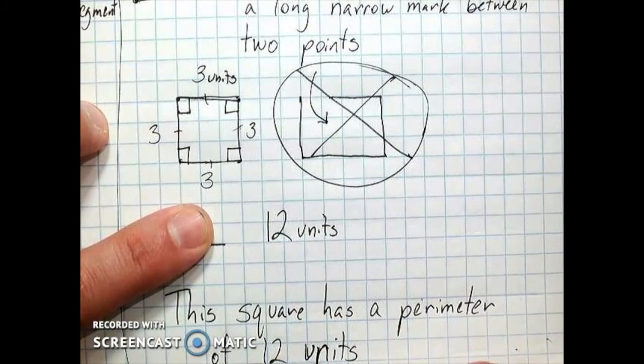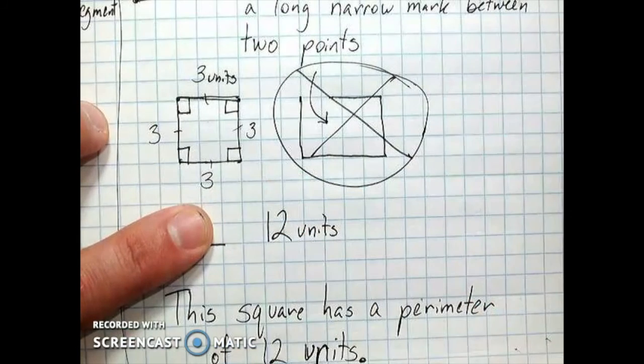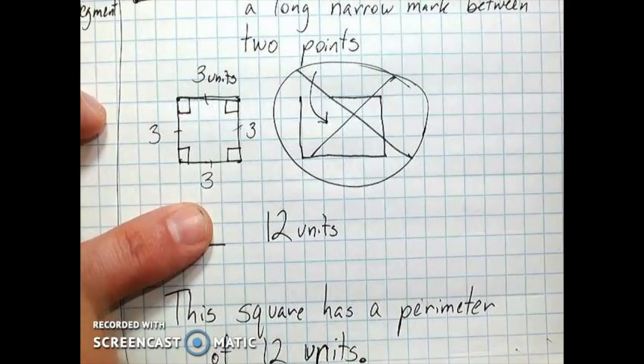Trying to write too fast here. Okay, 12 units. 3 plus 3 plus 3 plus 3. Okay, and that's it. Let's do another example.